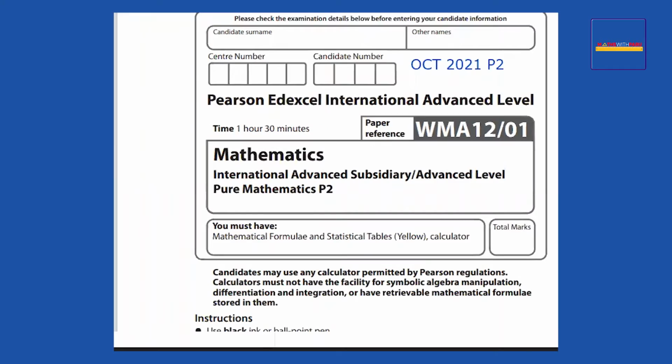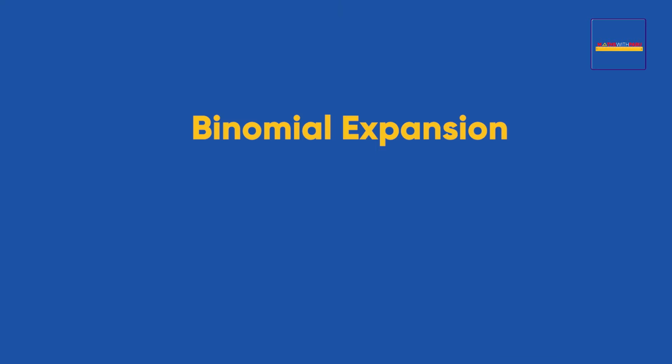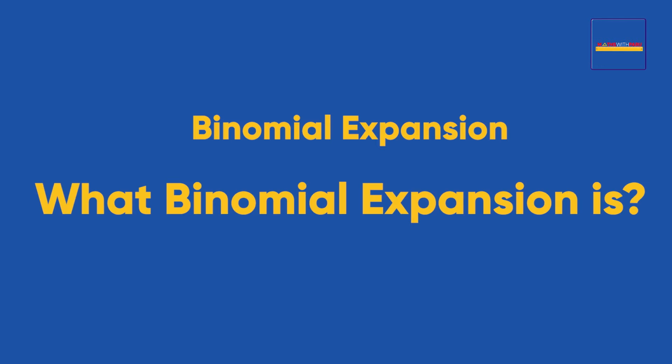Today I wish to discuss a question in the October 2021 P2 examination paper, and it's going to be question 1. Question 1 is on binomial expansions. So here we go. To begin with, I just want to remind you all about what a binomial expansion is, I mean the rules regarding binomial expansion.